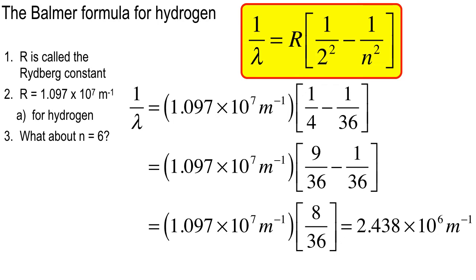And when you calculate, you could go 8 times 1.097 EE7, and then divide by 36, and you'll get this number, 2.438 times 10 to the 6 inverse meters. Now that's 1 over lambda, right? So we're not done yet. We're going to flip it to get lambda itself. But let me pause for questions here. Raise your hand if you have a question at any step. I don't want to leave anybody in the dust.